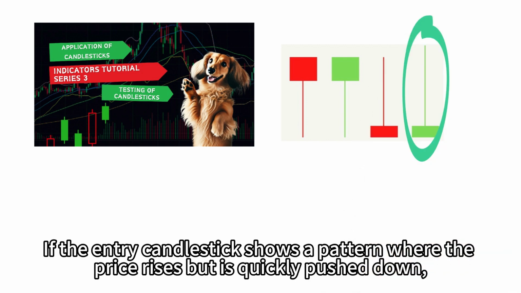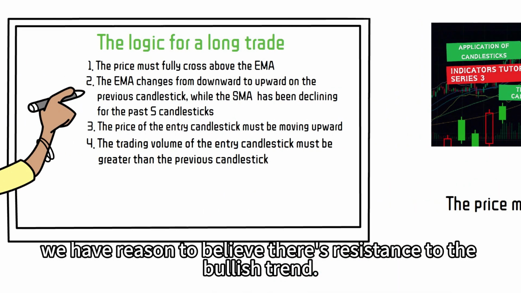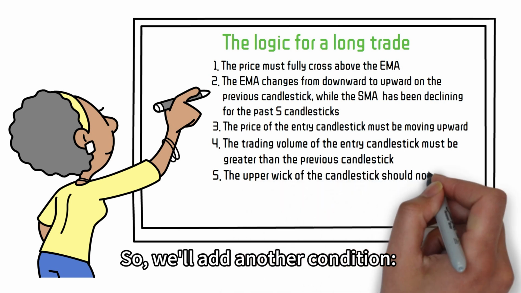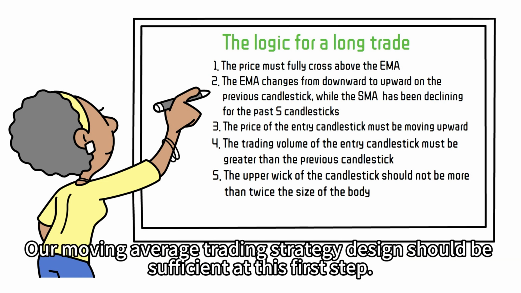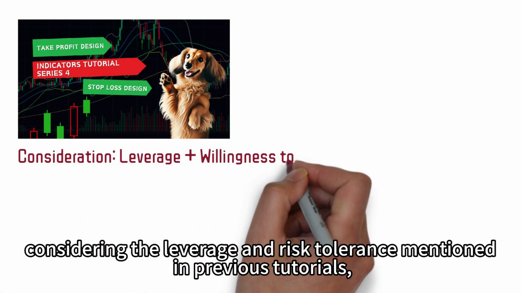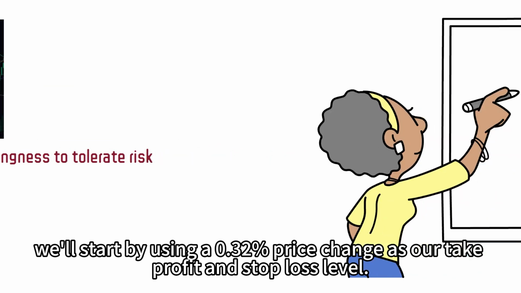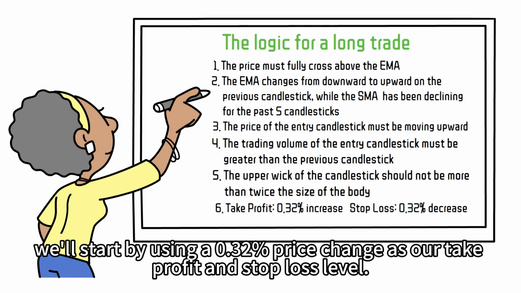If the entry candlestick shows a pattern where the price rises but is quickly pushed down, we have reason to believe there's resistance to the bullish trend. So, we'll add another condition. The upper wick should not be more than twice the size of the candlestick body. Our moving average trading strategy design should be sufficient at this first step. For take profit and stop loss, considering the leverage and risk tolerance mentioned in previous tutorials, we'll start by using a 0.32% price change as our take profit and stop loss level.